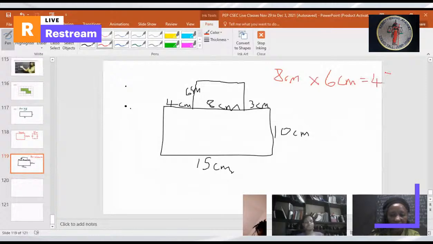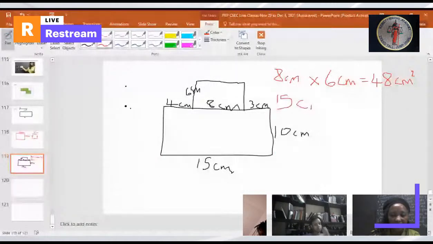Yes, miss. And for the bottom one now, I multiplied the length, 15 centimeters, by the width, 10 centimeters. That gives how much? 150 centimeters squared, miss. And then I added the two of them. That's for the bottom one.